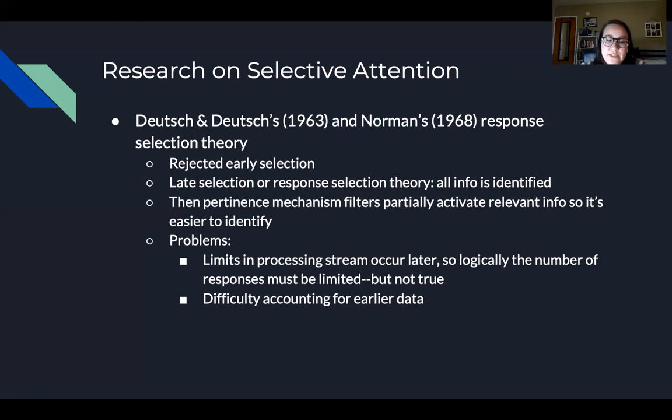Now, contrary to the stimulus selection theories, response selection theories limit the number of responses that a person can make because of this selection process done by the pertinence mechanism. The problem, as researchers began to investigate this, is that we don't seem to be limited in the number of responses that we can make, at least from different channels. We can have visual information, auditory information, olfactory information, right? Smells coming in. And we're not limited within each of those channels to make responses. Also, response selection theories have some difficulty accounting for some of the earlier data that were collected.